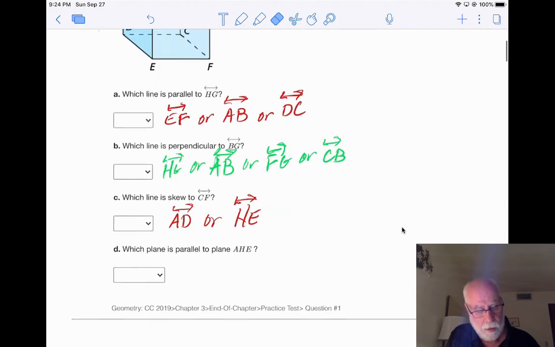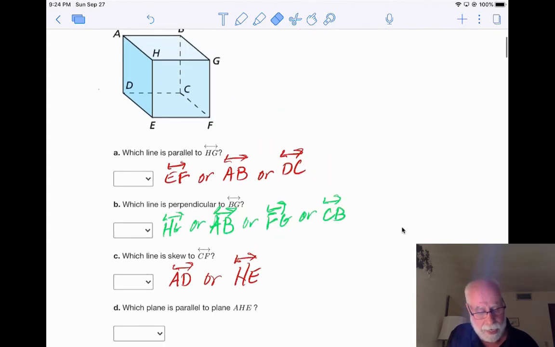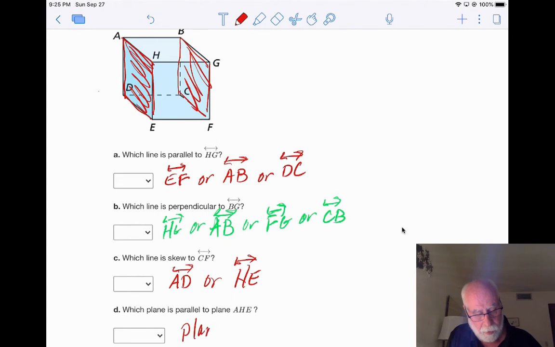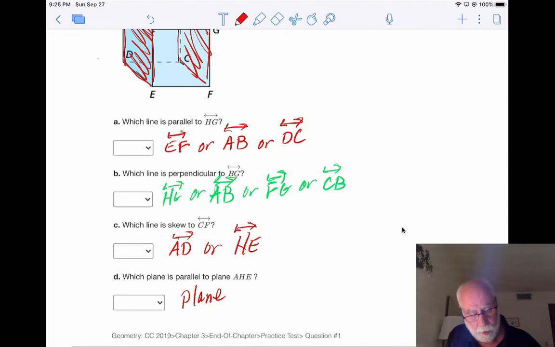And then finally, which plane is parallel to plane AHE? Remember, you have to name planes in 3 letters. So AHE, that would be this one right here. All right, and I need a plane that is parallel to it. Well, the only one is this one right here. So that would be parallel to it. So we would say plane. And again, remember, you just have to use 3 of the points. But again, capital letters, ladies and gentlemen. So I went ahead and I said B, G, F.